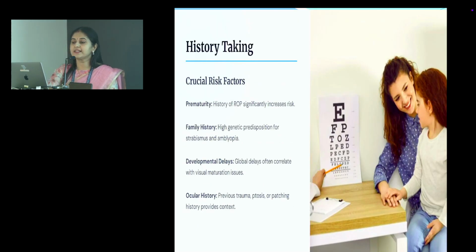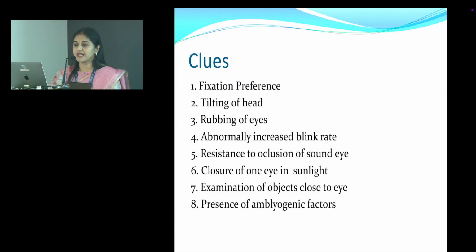And while taking history, what all things should you rule out? Always ask for prematurity, because history of ROP significantly increases the risk of amblyopia. Whether there is any family history, developmental delay, and ocular history like previous trauma, ptosis, or patching history provides context. Now, what are the clues which help us to decide whether the child is having amblyopia? Whether there is any fixation preference for the child, whether there is any tilting of head, rubbing of eyes, abnormally increased blink rate, resistance to occlusion of the sound eye, closure of one eye in sunlight, examination of objects close to eye, and presence of amblyogenic factors.